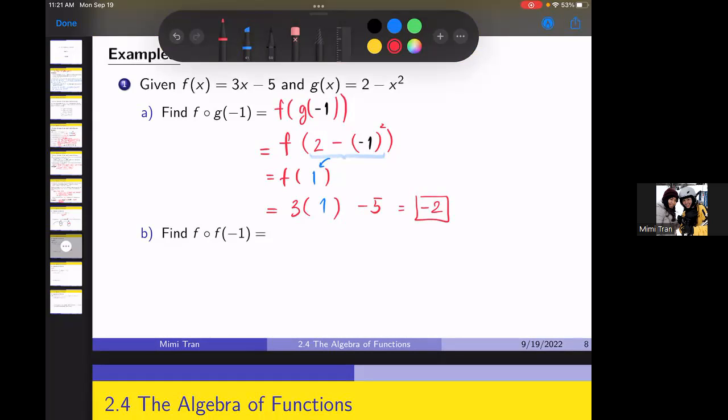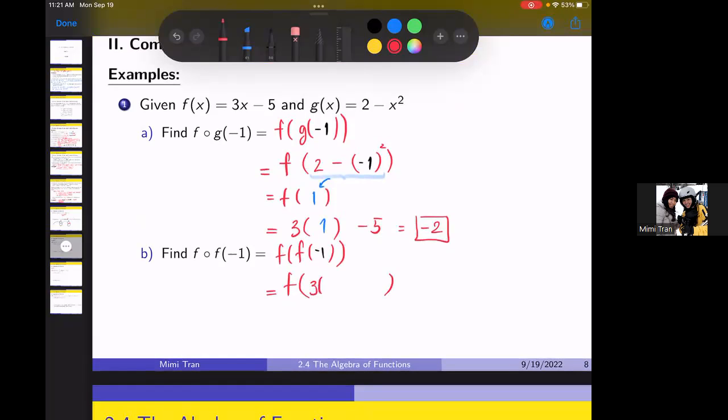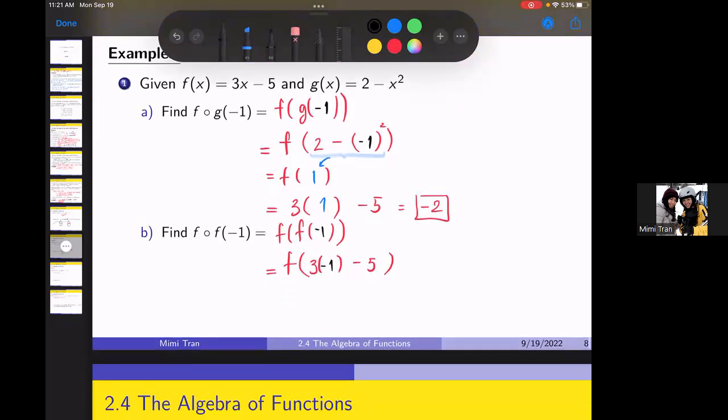All right, it's the answer. So f of negative 1, again, rewrite this. Let me make the negative 1 into black so that we write the outside function. Now I'm gonna plug in negative 1 for f, right? So 3 times something minus 5, and that something is negative 1. Negative 3, negative 5 is negative 8.